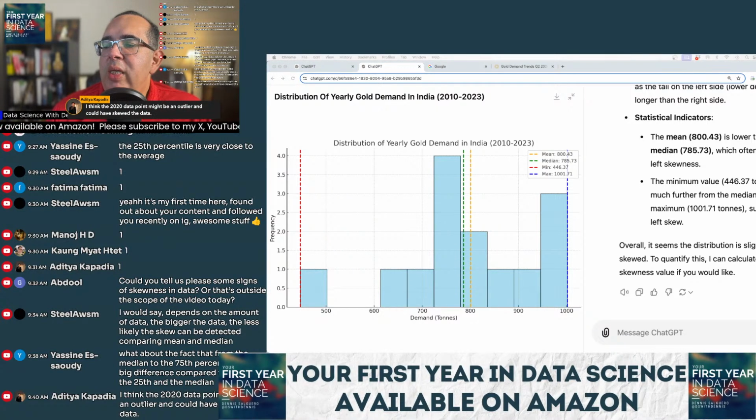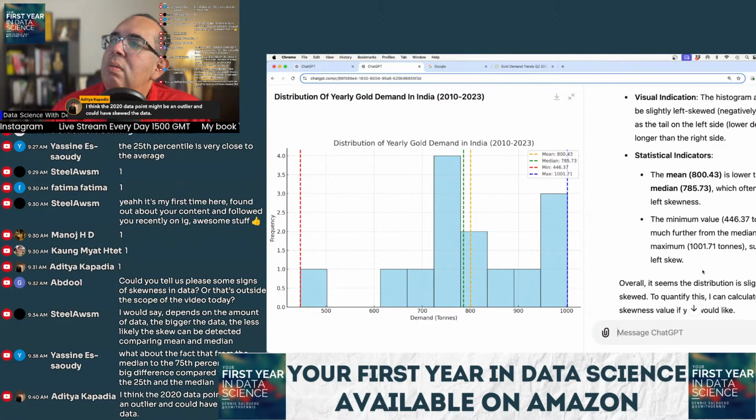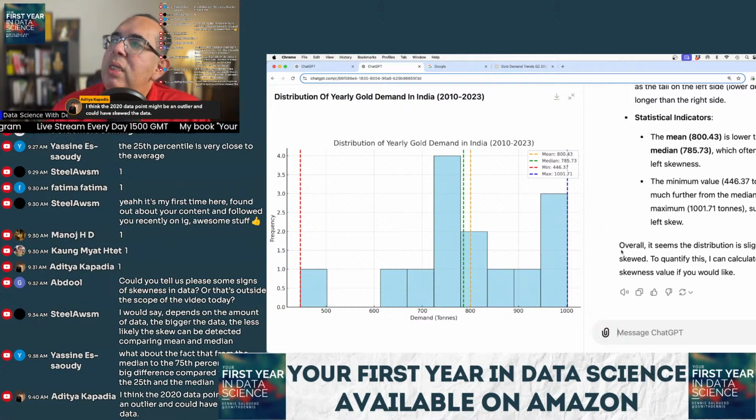I think the 2020 data point might be an outlier and could have skewed the data. Yeah, sure. And this is 2020, I assume. Oh, there it is. Yeah, so the mean is lower than the median, which often indicates left skewness. The minimum value is much further from the median, suggesting a left skew. Overall, it seems the distribution is left skewed.